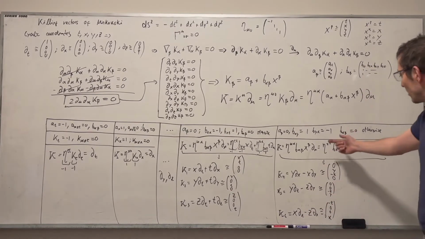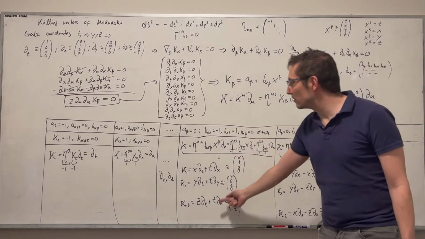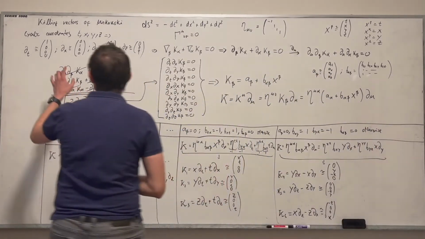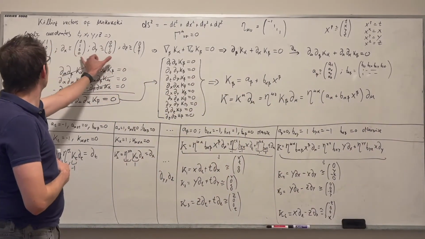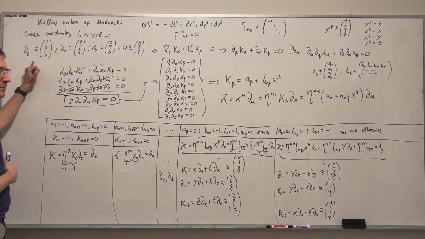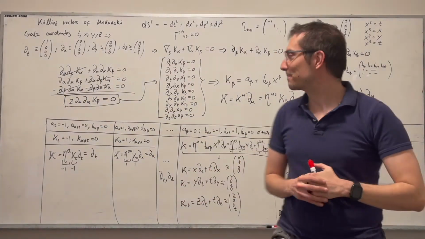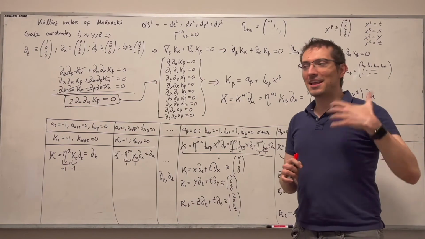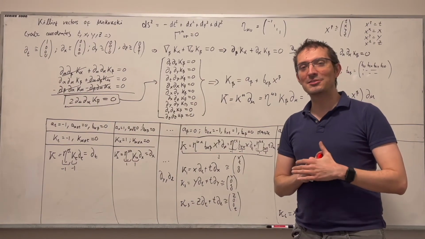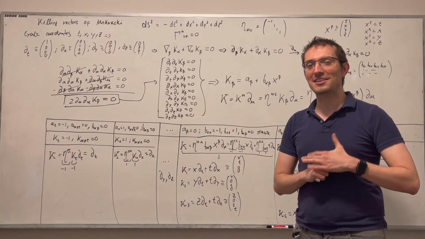So these are the three generators of rotations, three generators of boosts, the three generators of spatial translations, and the generator of time translations. These are the 10 Killing vectors of the Minkowski spacetime. All right. Now that we've seen this, let's do a couple of differential geometry exercises that are interesting.